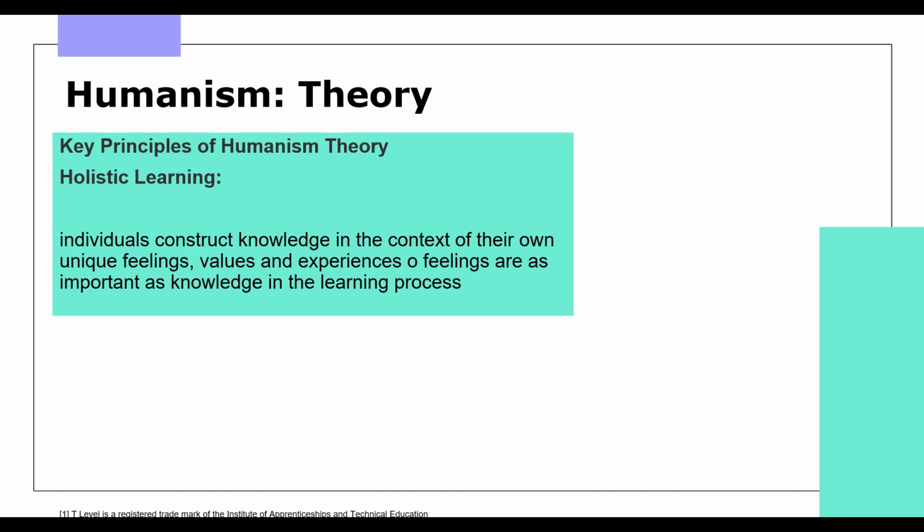Let's start by exploring the key principles of humanism theory. Holistic learning. Individuals construct knowledge in the context of their own learning using feelings, values, and experiences. Feelings are as important as knowledge in the learning process.